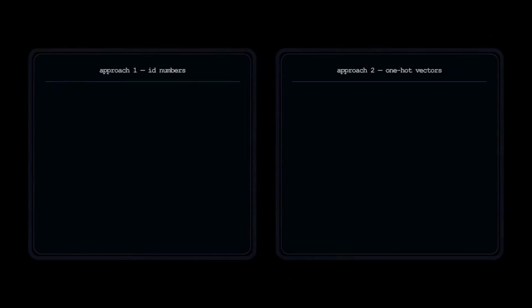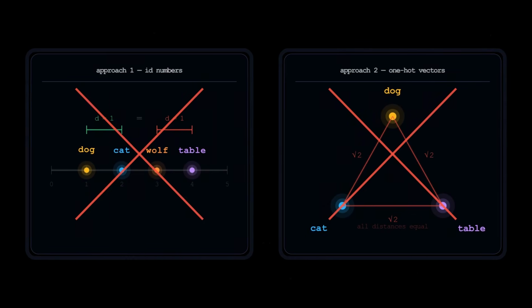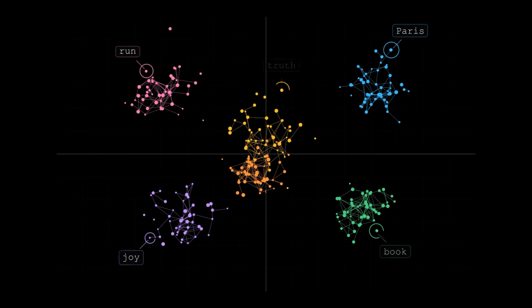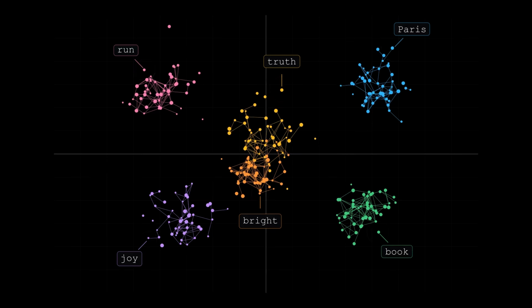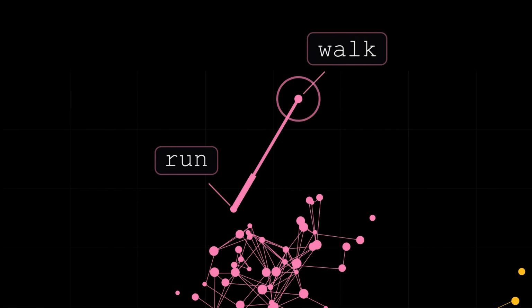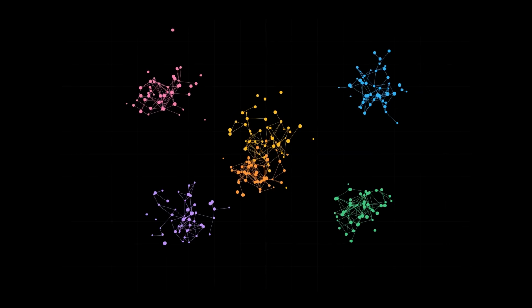Both approaches collapse for the same reason. They treat words as labels, not as locations. What the map you saw at the beginning of the video does is completely different. It gives every word a precise location in a high-dimensional space, not a label, not an ID, but a place, and the distance between two places encodes the relationship between two words.